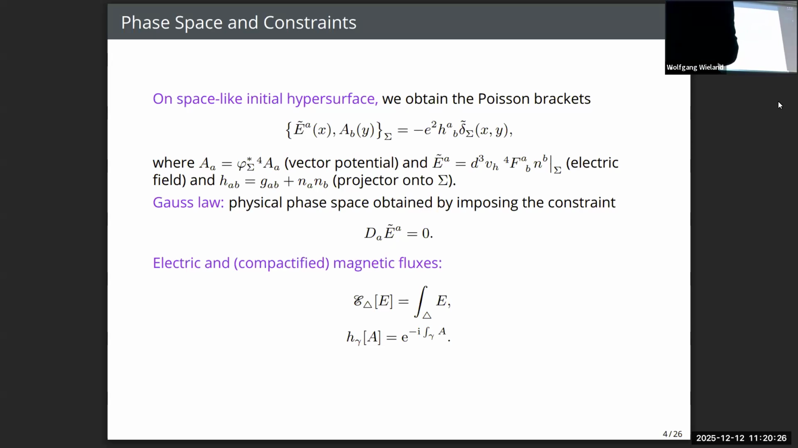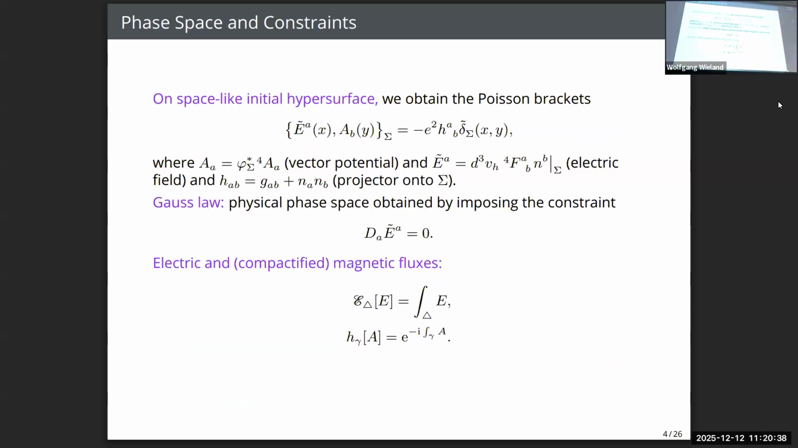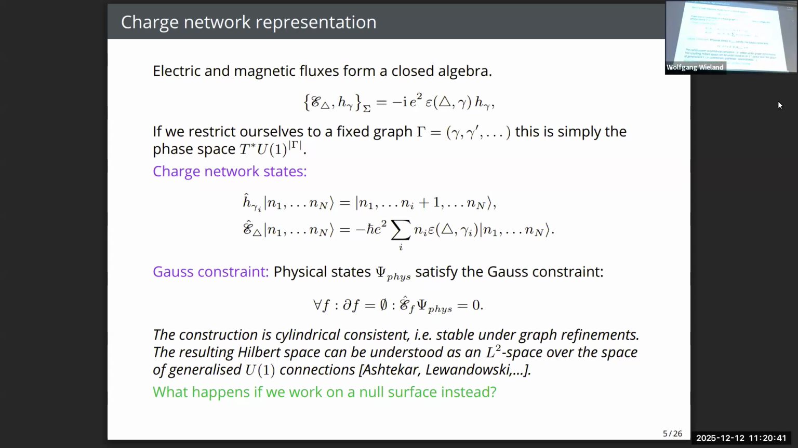So this is why I say compactified magnetic fluxes, because we take the exponential. So a phase, everything is modulo 2 pi. And then the Poisson brackets of the continuum theory imply commutation relations of the smeared variables. These commutation relations are very simple. We get a non-vanishing epsilon, that depends on the surface and the path, if and only if there's an intersection of the path gamma with the surface delta, and it's plus or minus 1 depending on the relative orientation between the surface and the path.